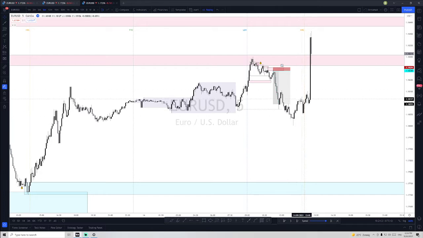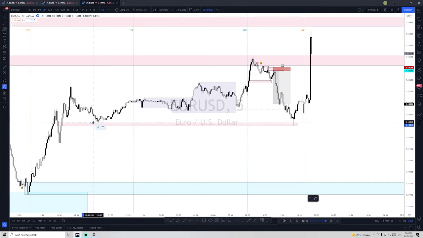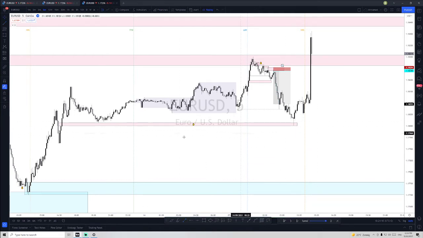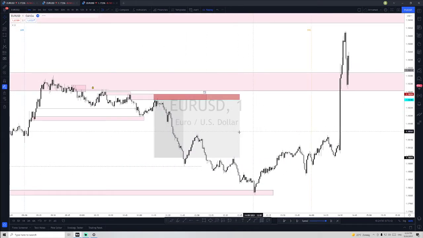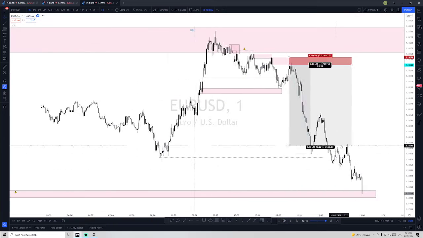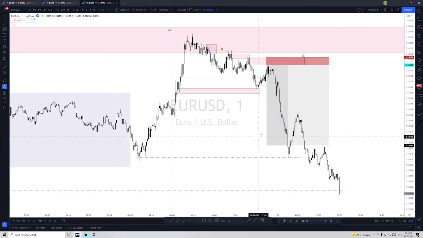Alright, so why did it shoot up? What did we miss? We have an area of imbalance over here, with also quite the liquidity. Alright, so the liquidity was taken out. Most of the imbalance was filled. It reacted. Could we have seen this? Alright, perfect. So now looking back at it from the 1 minute, following the 1 minute structure.